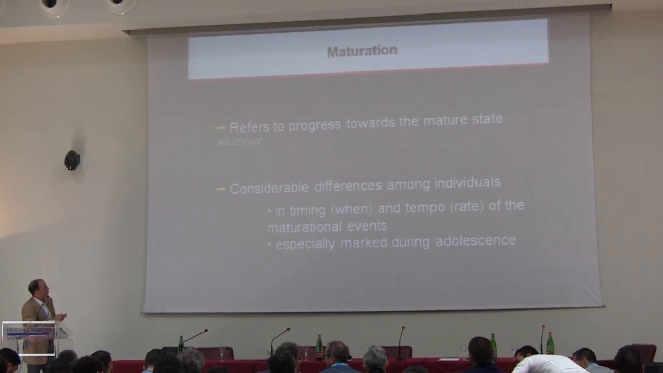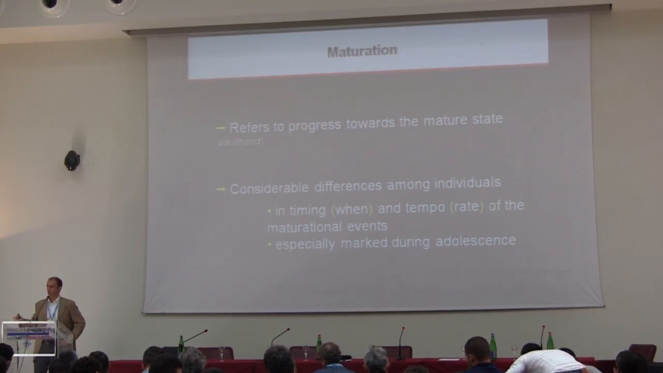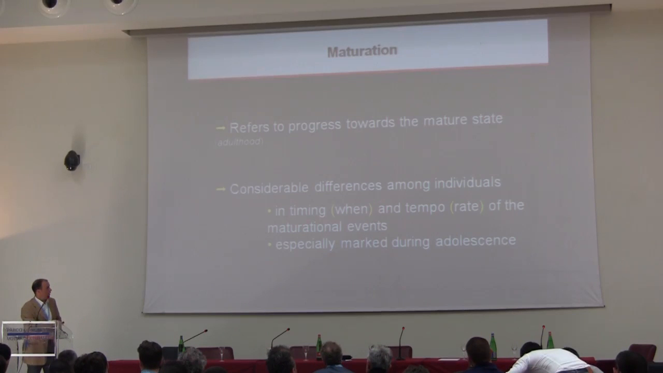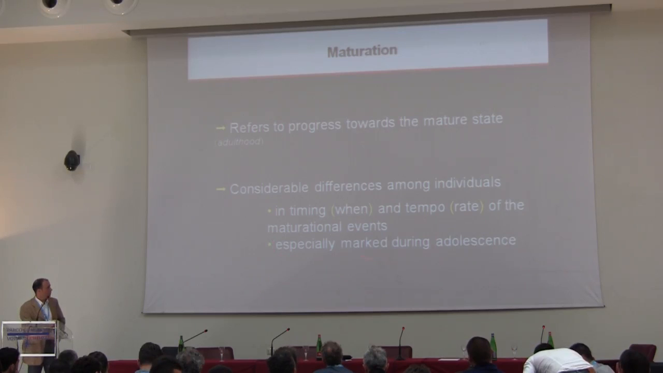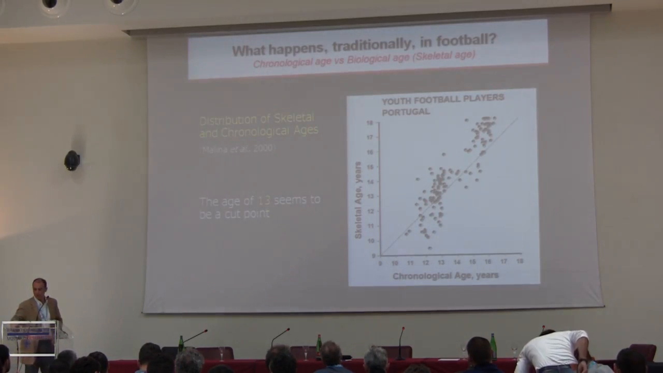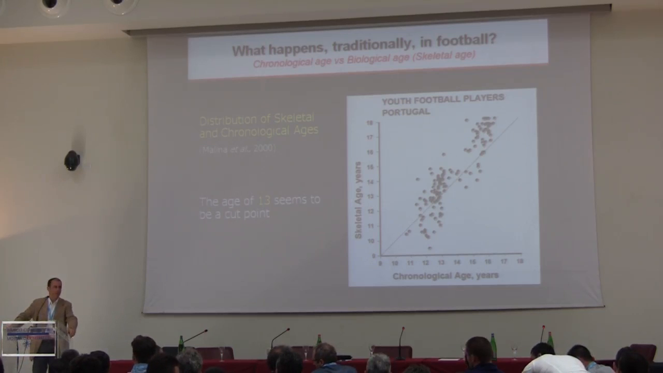But maturation refers to progress towards the mature state until adulthood. There are considerable differences among individuals. Our athletes are all different considering the maturational process, in timing, when growing is happening, and in tempo, the rate, the speed of the maturational events, especially marked during adolescence, naturally. And this is a graph just to show you what's happening with youth football. This is a study that was promoted by Professor Robert Malina in 2000. Now we edited this data in the new issue specific about soccer in the Journal of Sports Sciences in 2012.